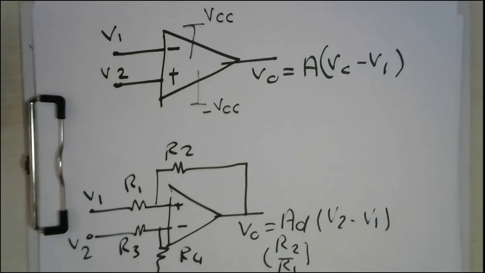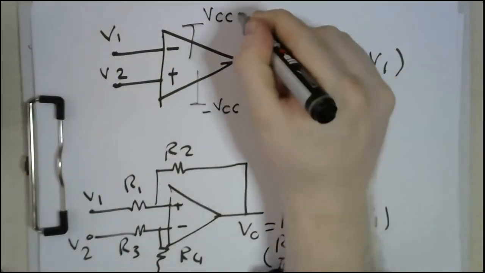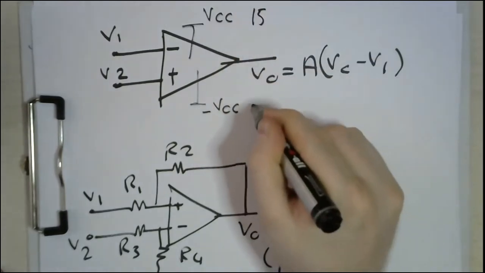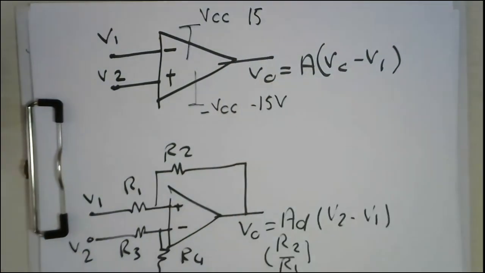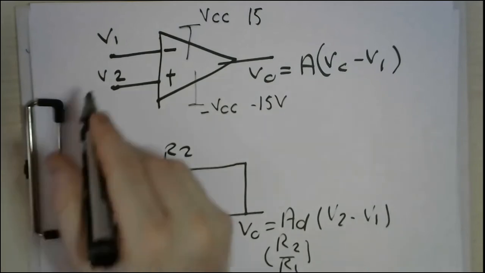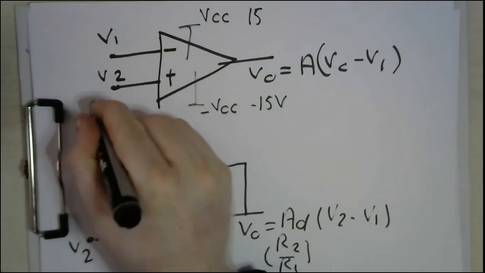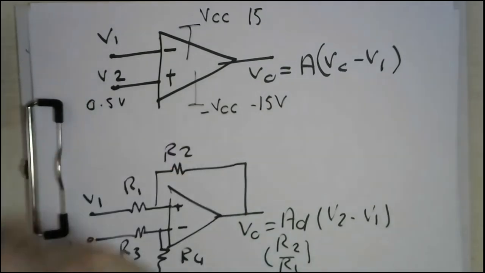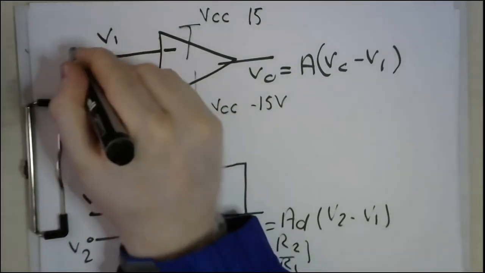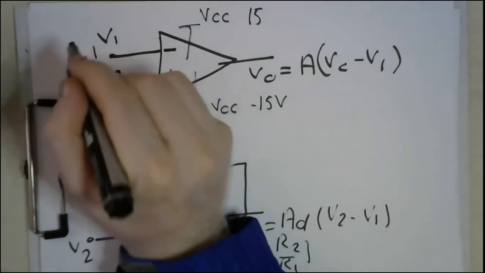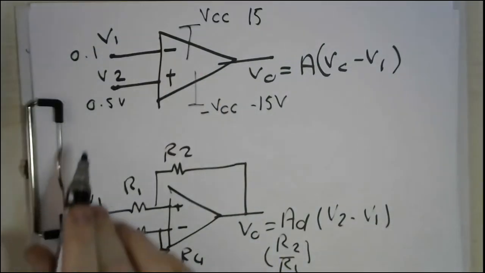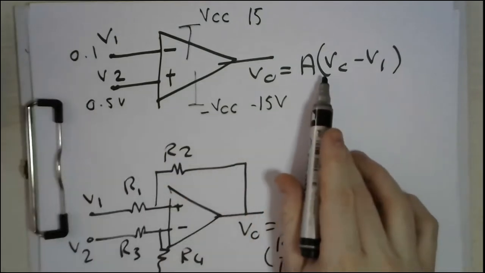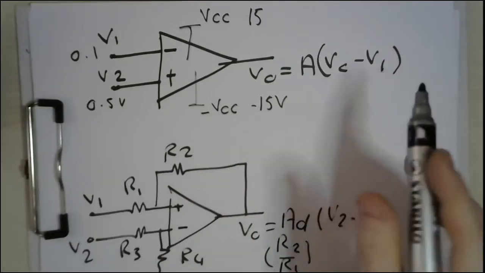And I told you that these are the supplies for the operational amplifier. So let's have an example. Say this VCC and negative VCC are 15 volts and negative 15 volts. Let's assume that V2 equals 0.5 volts and V1 equals, for example, 0.1 volt. So V2 minus V1 is 0.5 minus 0.1, which is 0.4.